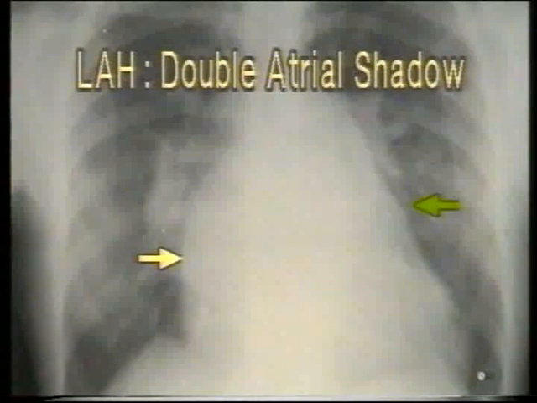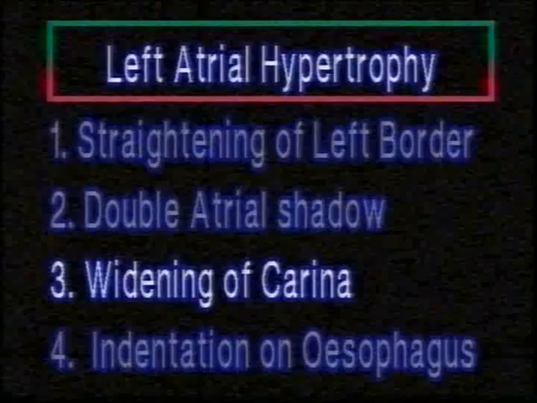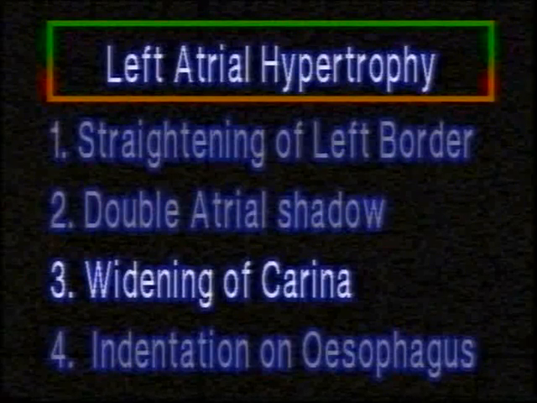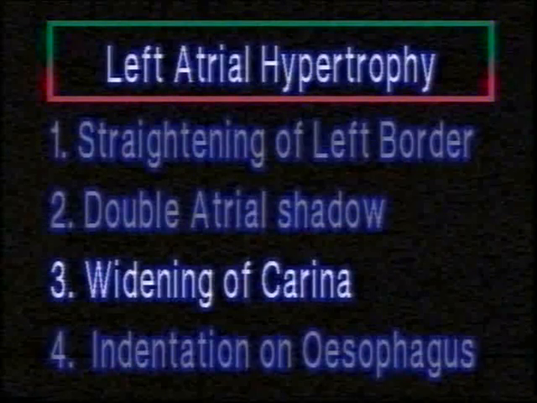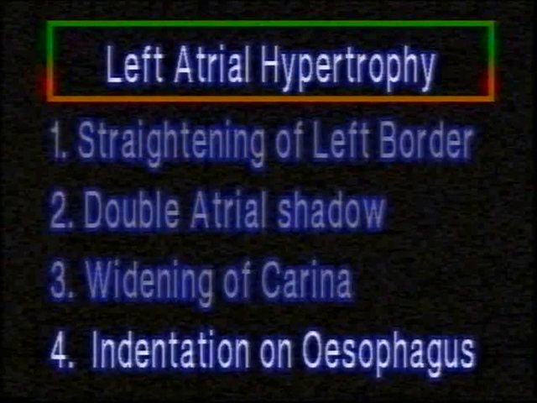Apart from the straightening of left heart border and double atrial shadow, the third sign of left atrial enlargement is elevation of the left main bronchus and widening of the carinal angle. And the fourth sign is an indentation on the esophagus appreciated in a barium swallow in lateral view.